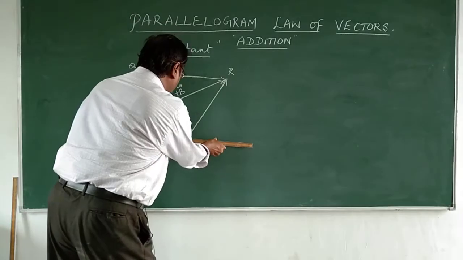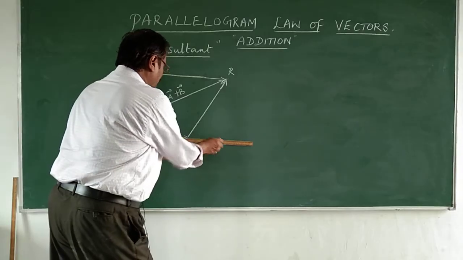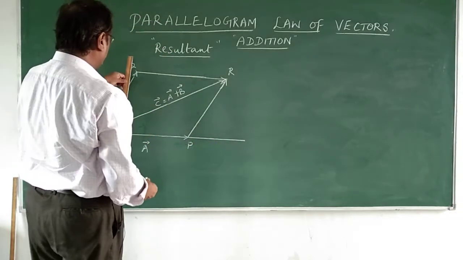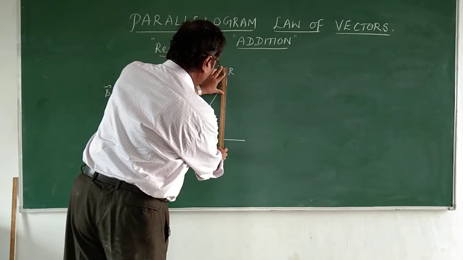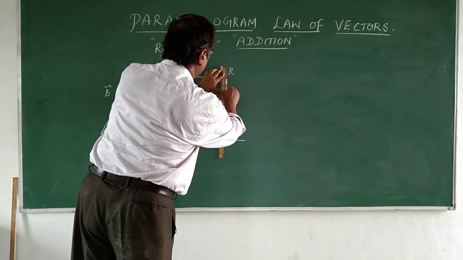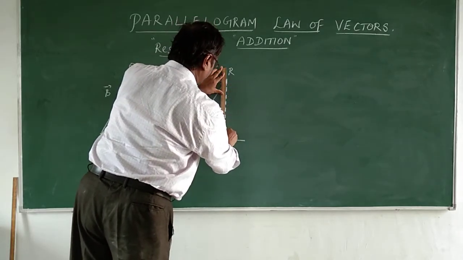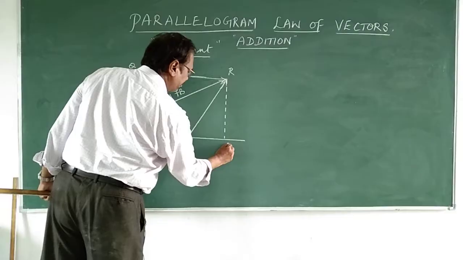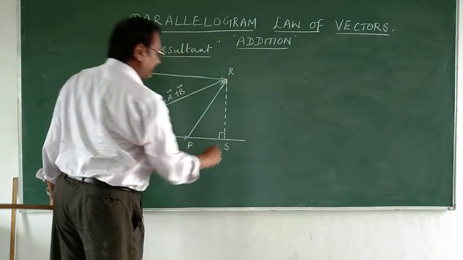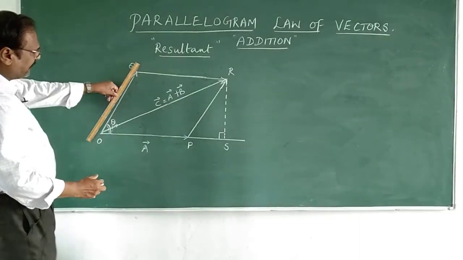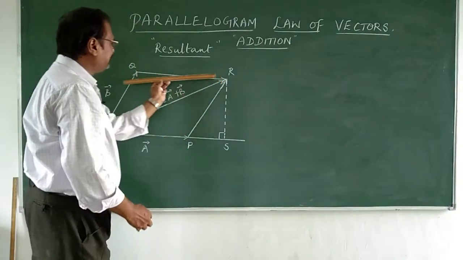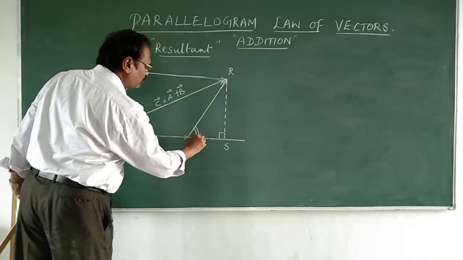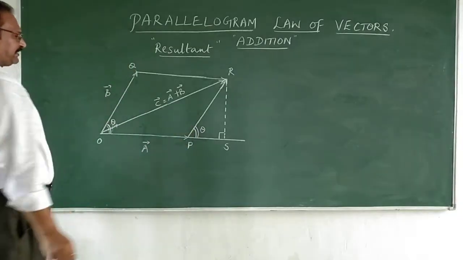First, I extended something more. The A vector, which is the basic vector here, I extended it, extrapolated it, and I drop a normal at this point. From the resultant I drop a normal. So I got P, Q, R, S, and this is the normal, 90 degrees. You know that this line and this line are parallel, and this line and this line are parallel. So the angle theta and this angle here also will be theta.